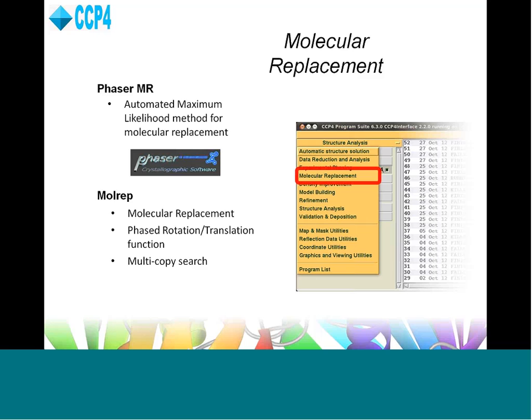So what it will do is, if you've got multiple copies, it will first look for a second copy and then combine those and use those then, like if you've got two, it will use those as a search model for further copies.